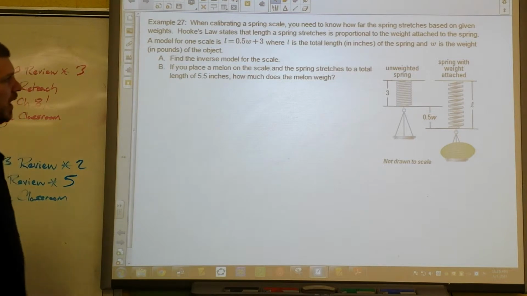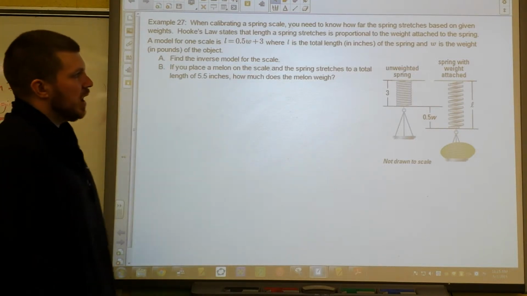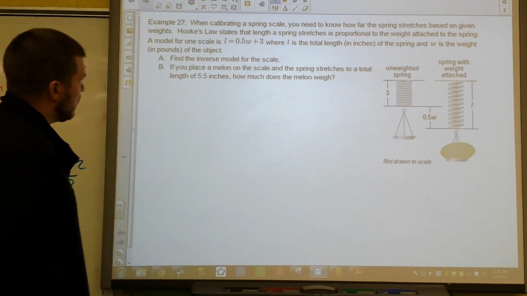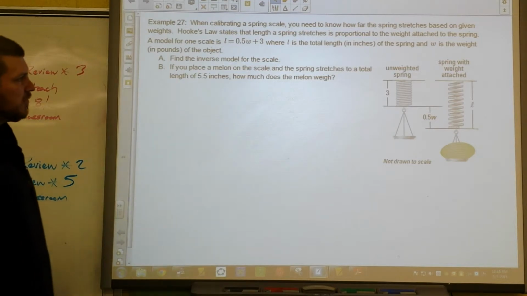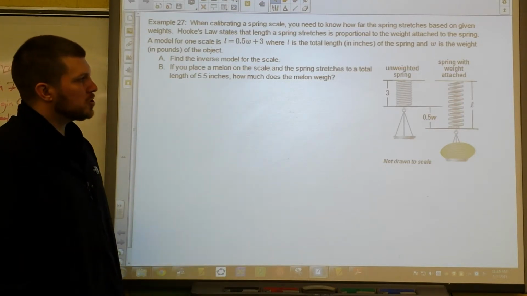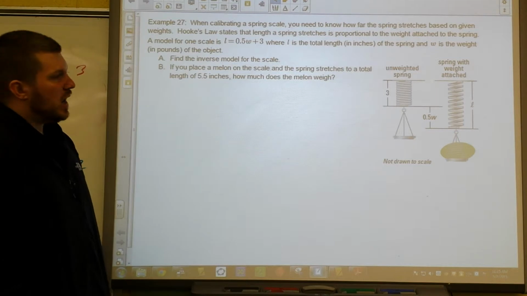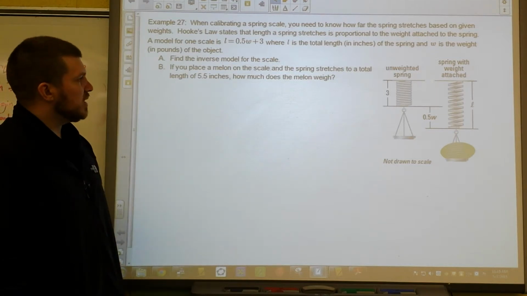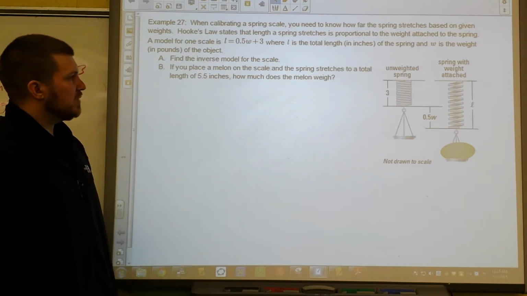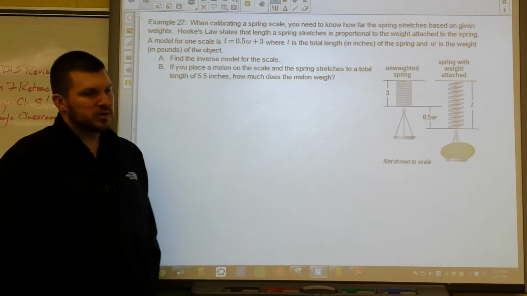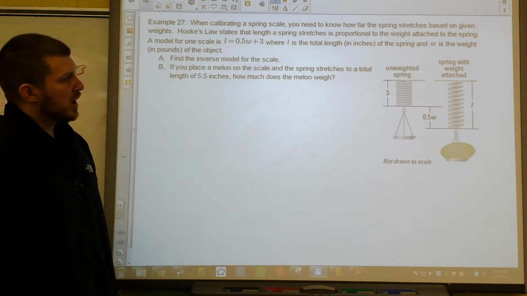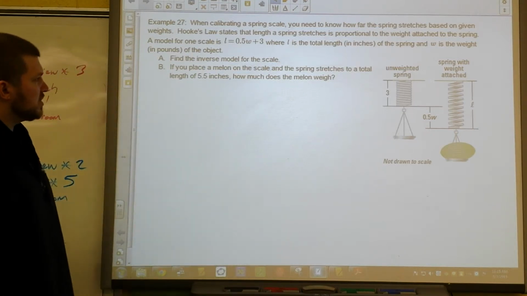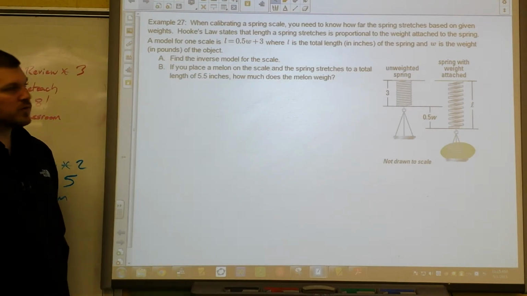So we know that when calibrating the spring scale, you need to know how far the spring stretches based on given weights. Hooke's law states that the length a spring stretches is proportional to the weight attached to the spring. And one particular model for one scale is L equals 0.5W plus 3, where L is the total length in inches of the spring, and W is the weight in pounds of the object. We want to find an inverse model for the scale.